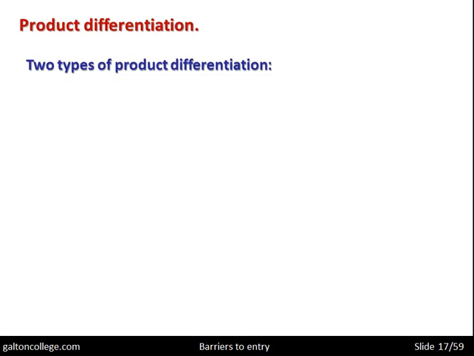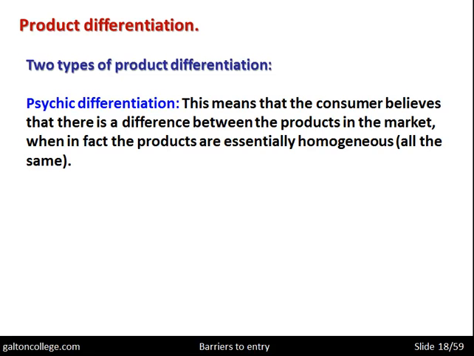Now, there are two types of product differentiation. First of all, what we'd call psychic differentiation. This means that the consumers believe that there is a difference between the products in the market, when in fact the products are essentially homogeneous. They're essentially all the same. But people believe they're different.